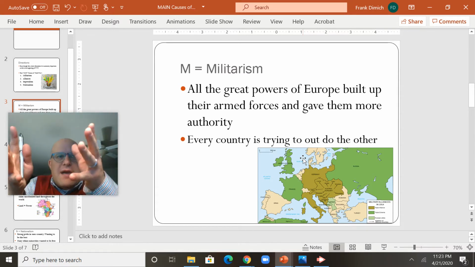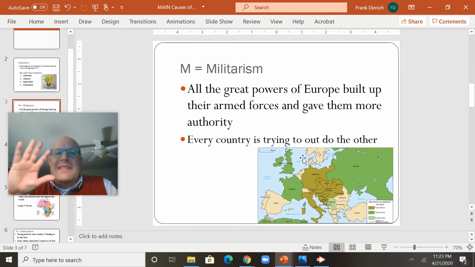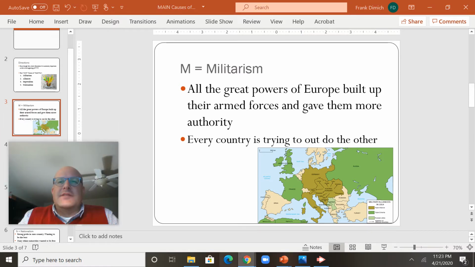There was a naval rivalry between Germany and Britain to protect their overseas empire. I think I mentioned before, they had the world's largest navy. Okay, so all this militarism was going on.